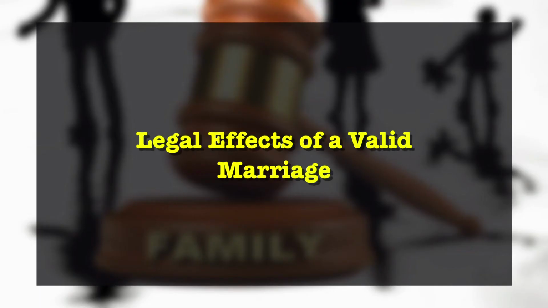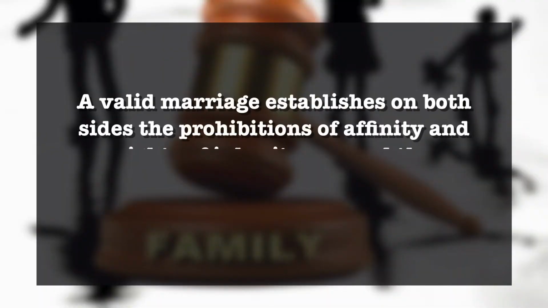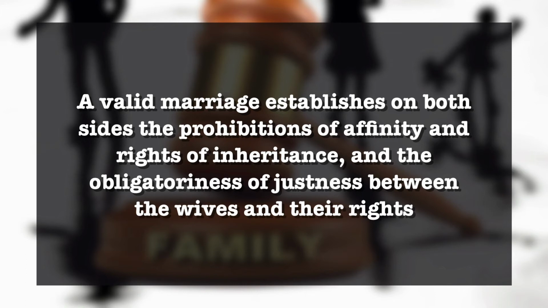The legal effects of a valid marriage. As soon as the legal contract is established, consequences follow from it as provided by the Muslim law. It legalizes the enjoyment of either of the spouses with the other in the manner which in this matter is permitted by the law. It also subjects the wife to the power of restraint of the husband, as well as she becomes entitled to certain rights and privileges. It renders her dower and maintenance obligatory on the husband. A valid marriage establishes on both sides the prohibitions of affinity and rights of inheritance, and the obligatoriness of justness between the wives and their rights.